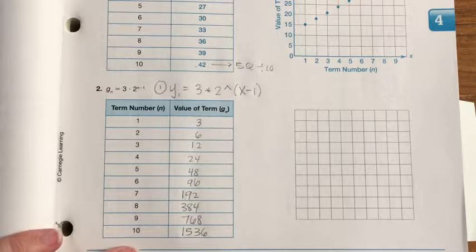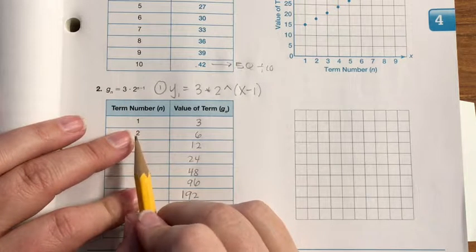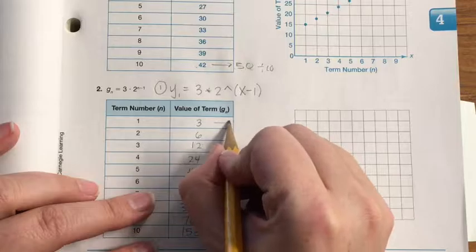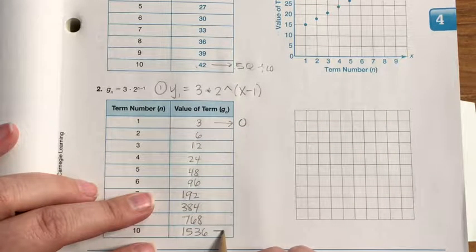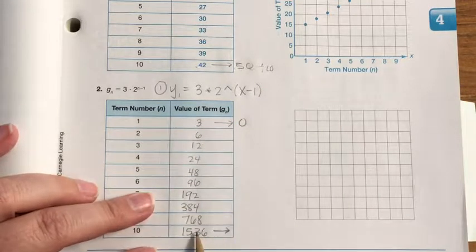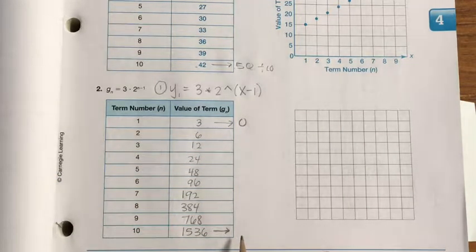Making sense so far? Okay. We're going to start by looking at what's the smallest number? 3, which is really close to what? 0. And then what number that we want to divide by 10 is 1536 close to? 1540. You could say 15.